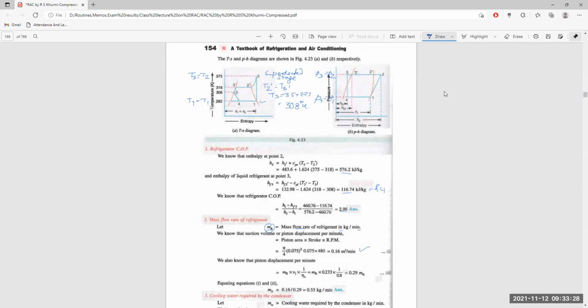Now we know that the piston displacement per minute is the mass flow of the refrigerant multiplied by the volume of the refrigerant multiplied by the volumetric efficiency of the compressor. So we get mg multiplied by 0.023, that is 0.2233 plus 1.08, which is equal to 2.0229 mg itself.